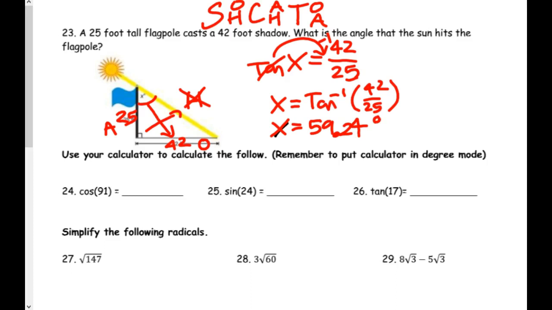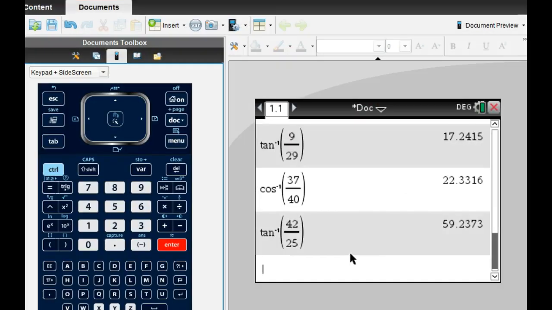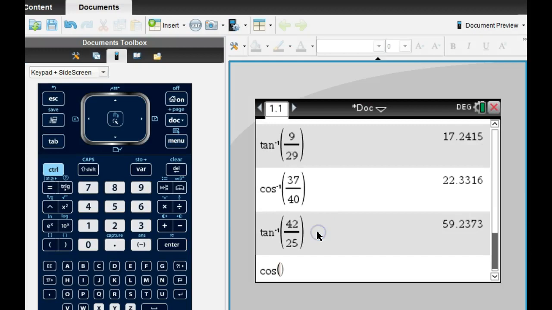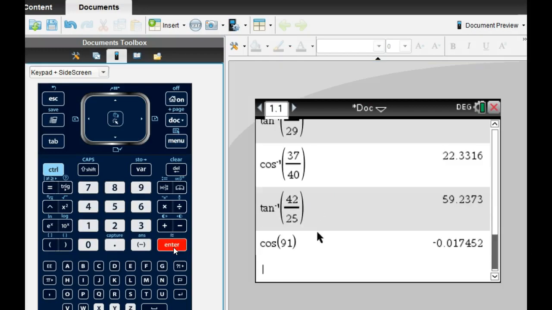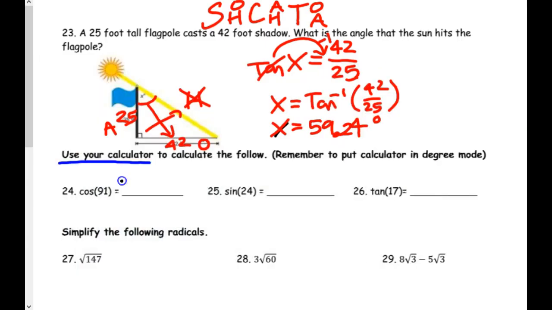Now these next three should be easy because it just says to use your calculator. Type them in. Let's do it. Cosine 91. Speed round. Cosine 91 is negative 0.02. We're going to round to the hundredths place.